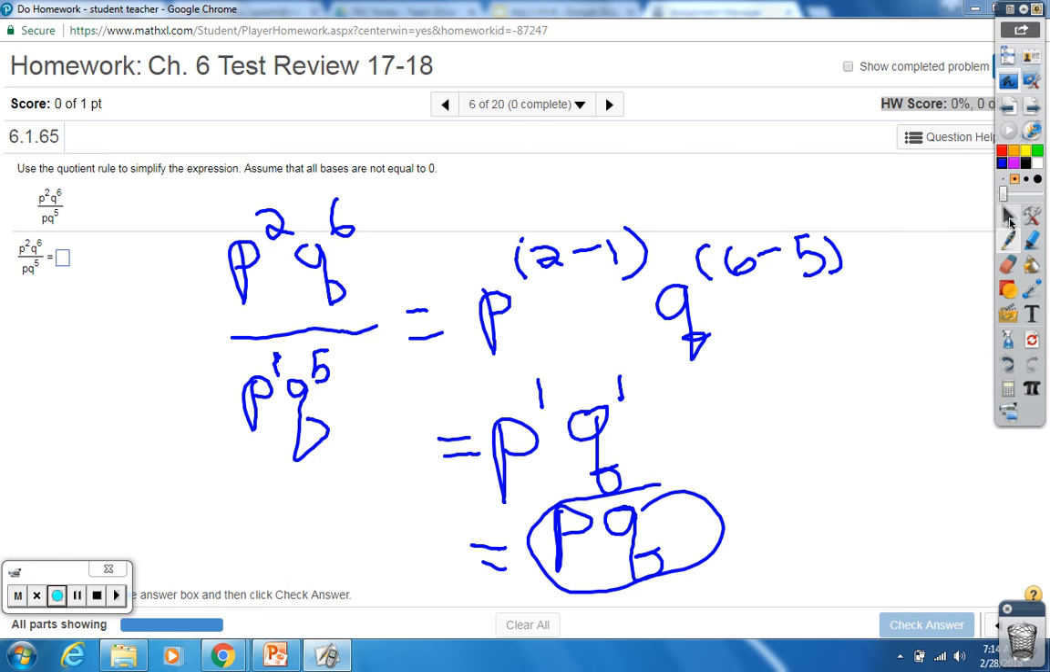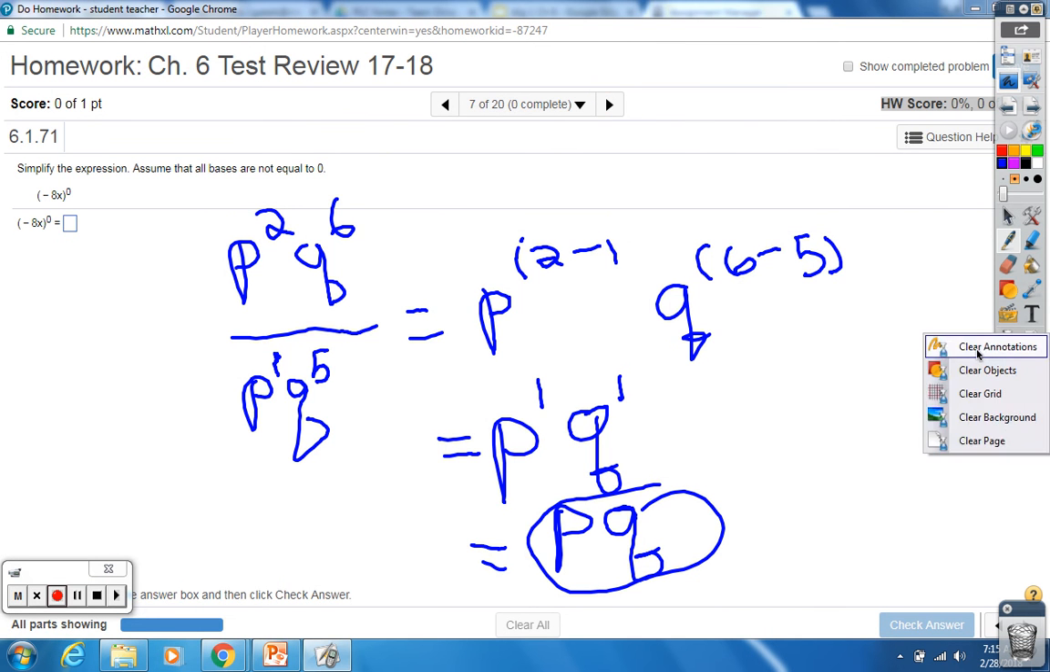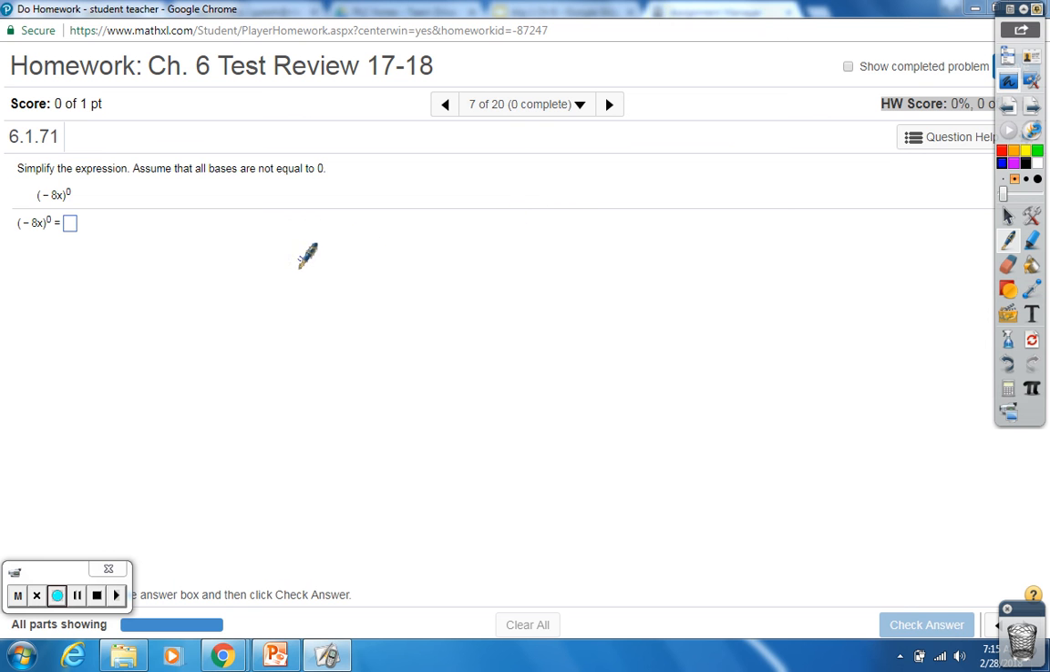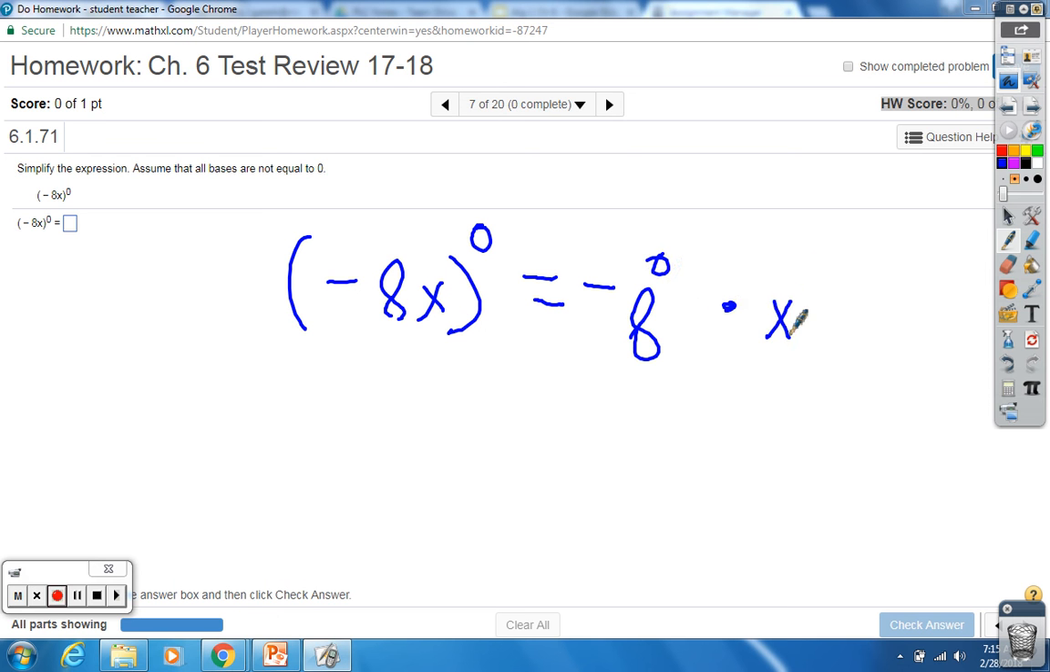Alright, so let's get on to the next one. In this one we have parentheses negative 8x and all of that to the exponent of 0. The big thing to keep in mind in this one is whether there's going to be parentheses or not. So in this case, since there are parentheses, that 0 is technically going to be distributed to everything on the inside. So we'll have negative 8 to the 0 multiplied by x to the 0.